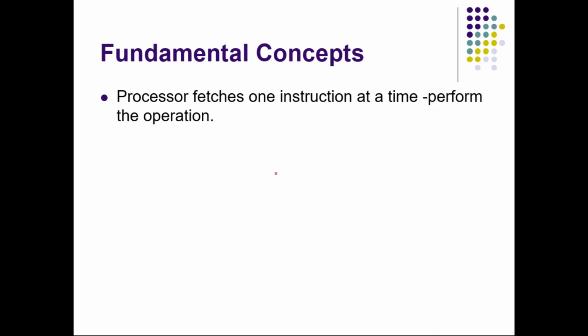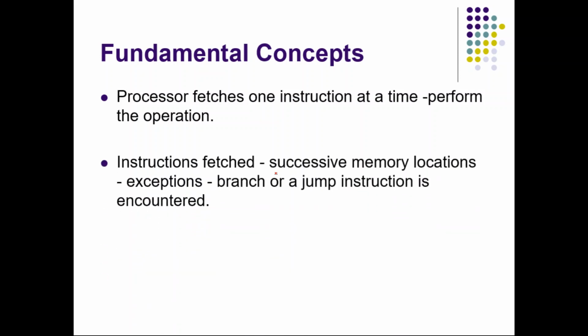Generally, the processor fetches and performs the given operation, and the address of the next instruction to be fetched will be available in the program counter. Normally the instruction flow will be sequential. If the instruction is fetched from address X, then the next instruction is expected to be fetched from address X plus 1.